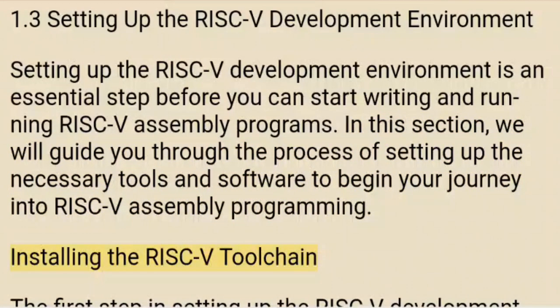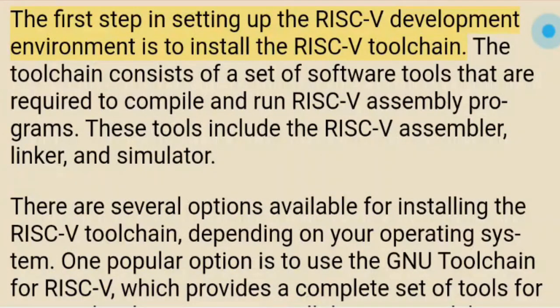Installing the RISC-V toolchain. The first step in setting up the RISC-V development environment is to install the RISC-V toolchain. The toolchain consists of a set of software tools that are required to compile and run RISC-V assembly programs. These tools include the RISC-V assembler, linker, and simulator. There are several options available for installing the RISC-V toolchain, depending on your operating system.